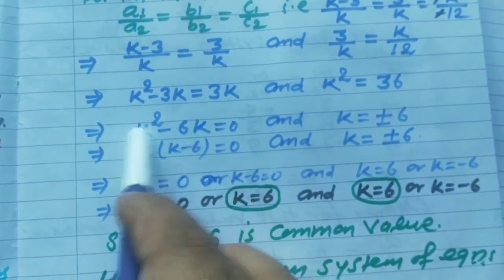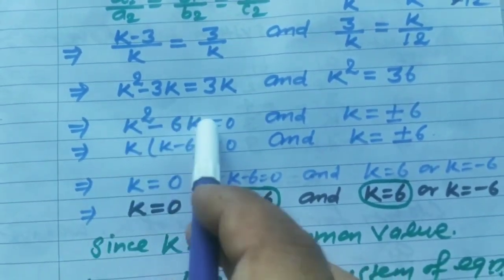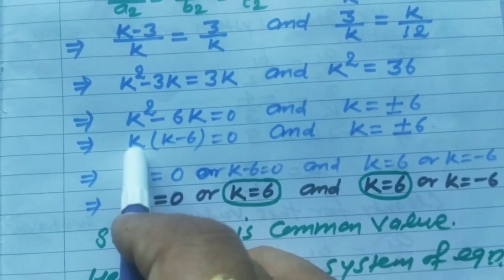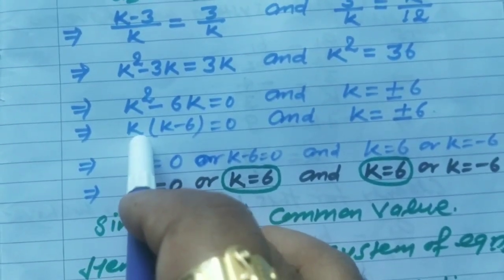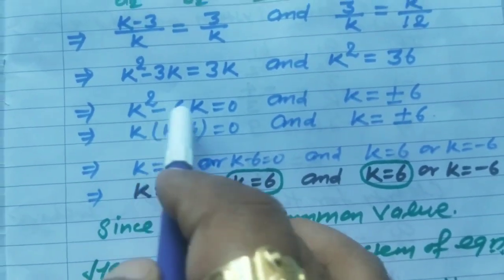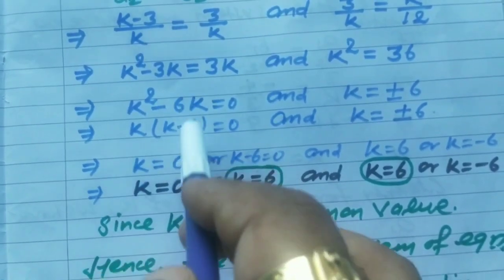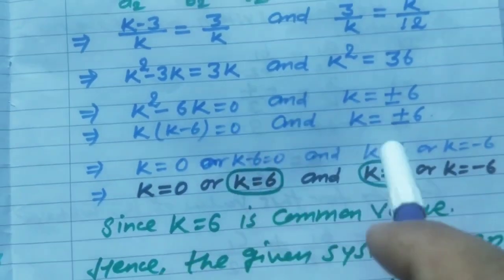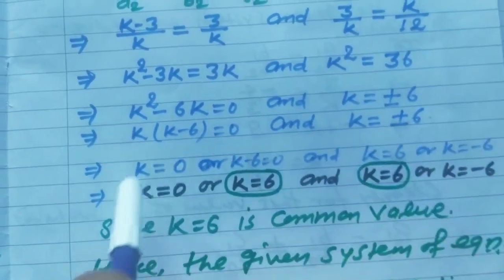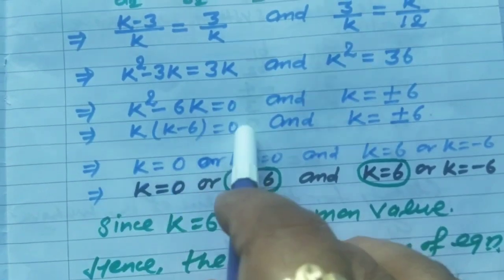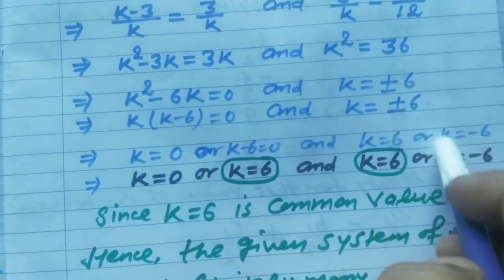Now in this you have to simplify it. So take k as common, you can see k is common in both terms. So take k as common, and now k square divided by k will be equal to k. So write here k, and 6k divided by k will be, k will cancel with k, then 6 will be left. Write here 6 is equal to 0, and k is equal to plus minus 6, we have just written the same. Now either k is equal to 0 or k minus 6 is equal to 0, and k is equal to 6 or k is equal to minus 6.